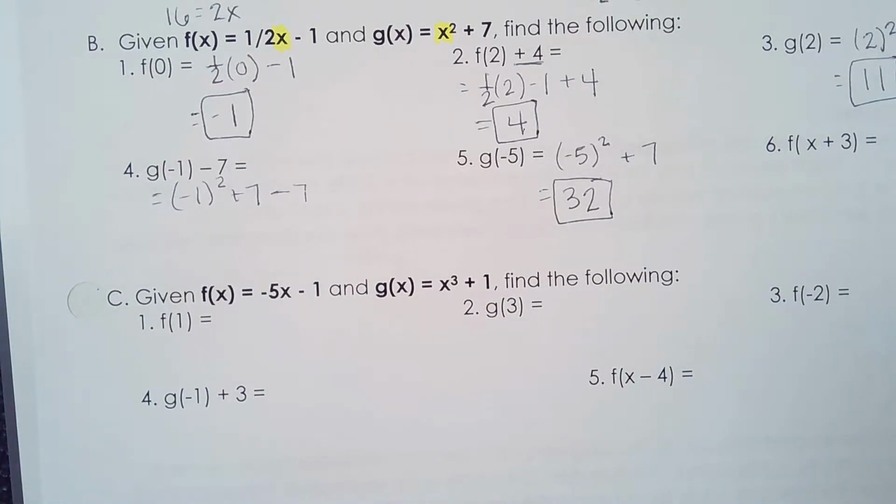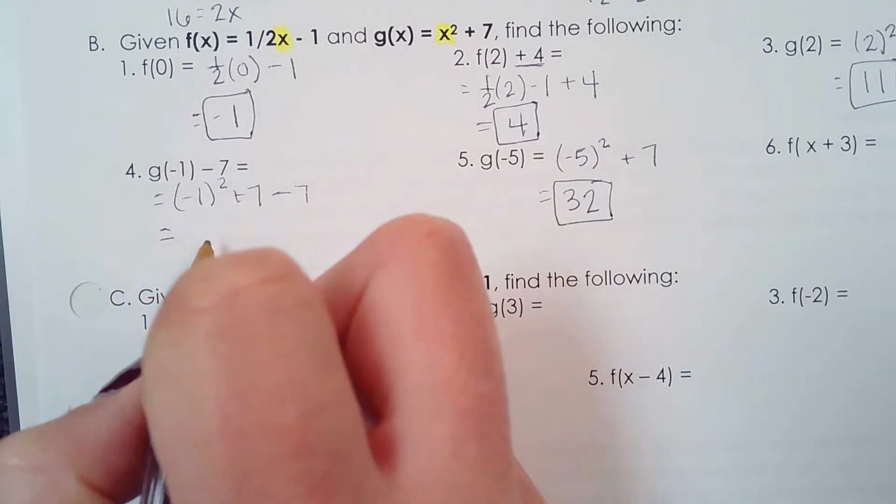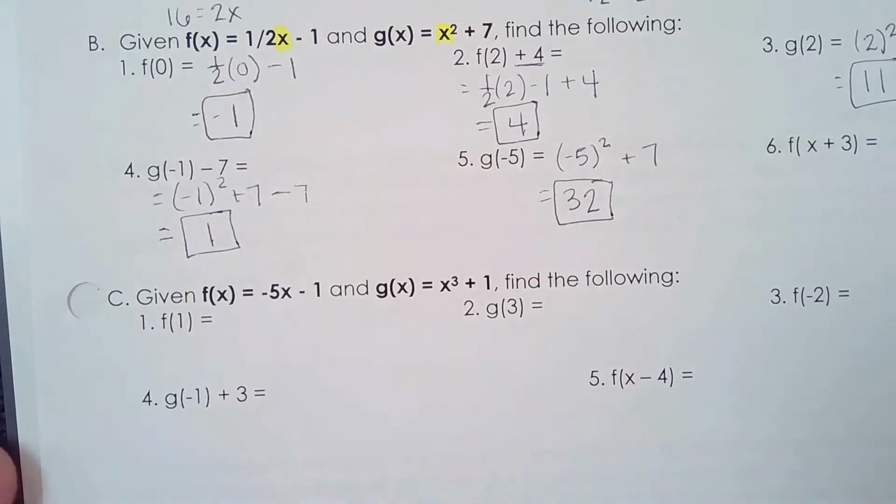Is that okay? So what is negative 1 squared? 1 plus 7 minus 7. 1. Questions on that?